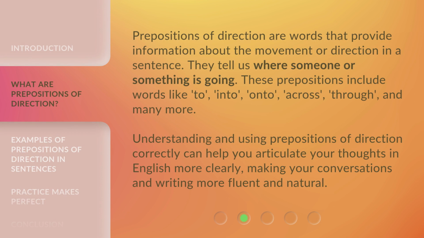Prepositions of direction are words that provide information about the movement or direction in a sentence. They tell us where someone or something is going. These prepositions include words like to, into, onto, across, through, and many more. Understanding and using prepositions of direction correctly can help you articulate your thoughts in English more clearly, making your conversations and writing more fluent and natural.